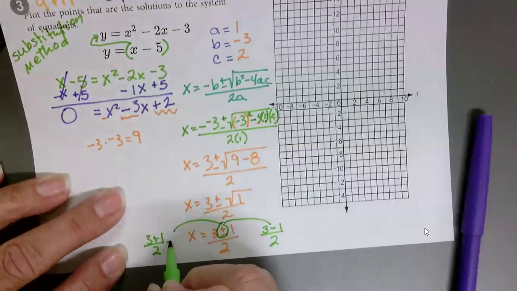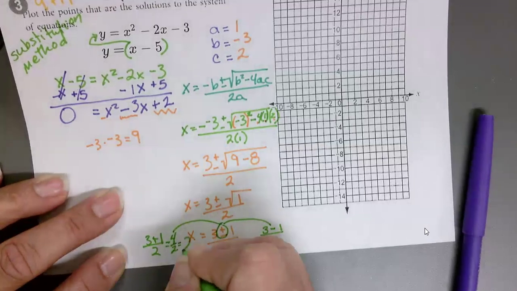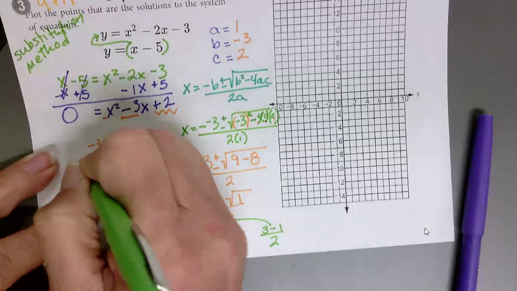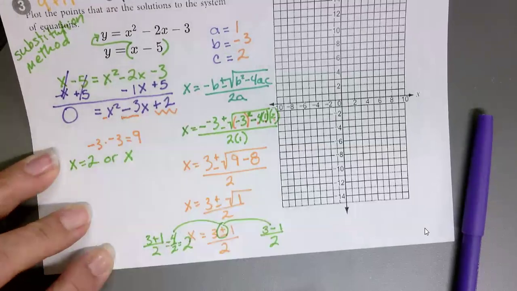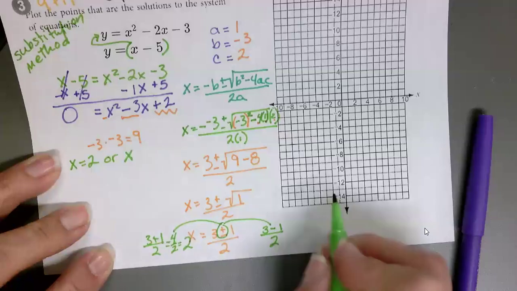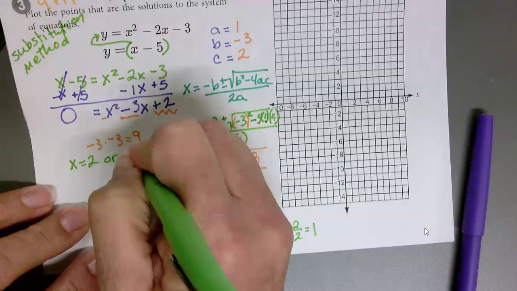3 plus 1 is 4 over 2. 4 over 2 is 2. So that means I get x equals 2, or, and then we do this second problem. 3 minus 1 is 2. 2 over 2 is 1. So, or x equals 1.